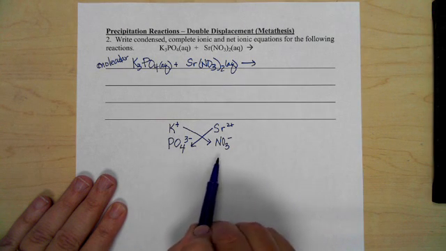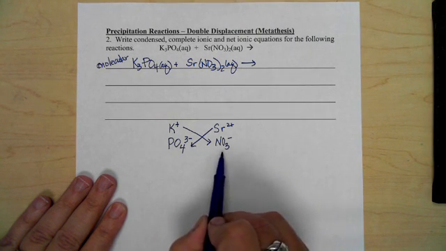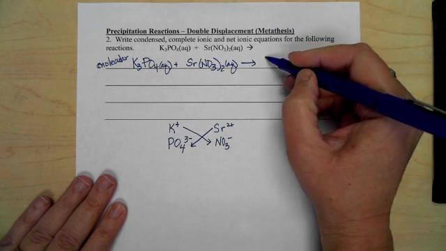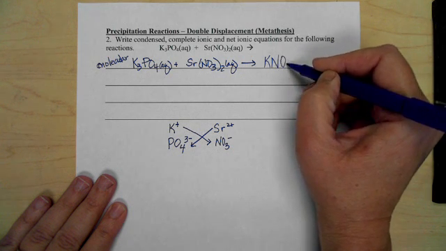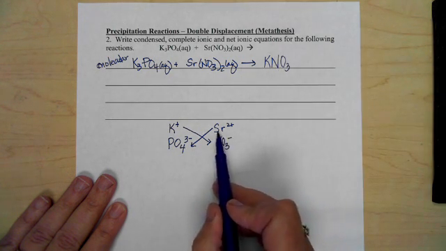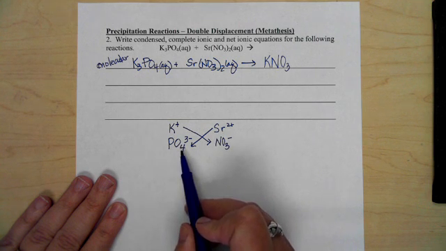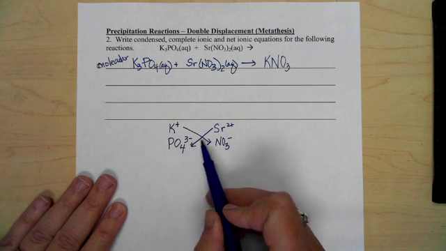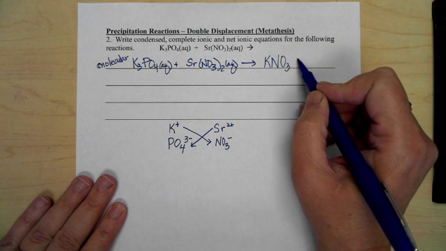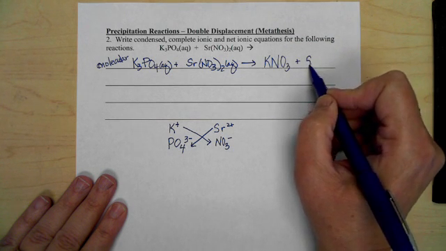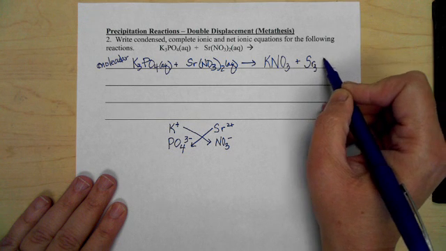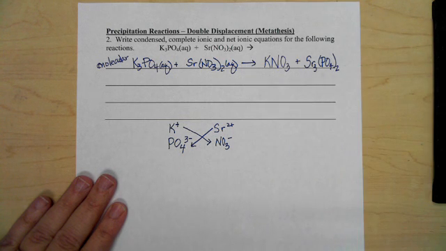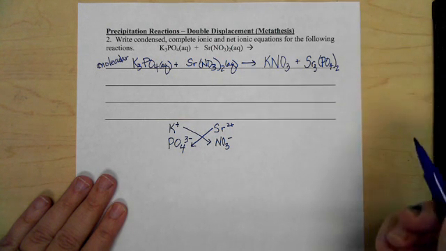So I'm going to start with potassium and nitrate. Potassium is 1 plus, nitrate is 1 minus. Therefore, we need one of each to balance out. So I have potassium nitrate. Now, on the second species, we have strontium with phosphate. We have a 2 plus charge and a 3 minus. The smallest number that both of them will go into is 6. So that tells me I'm going to need 3 strontiums and 2 phosphates. And because the phosphates are a polyatomic, I'm going to put parentheses around them.